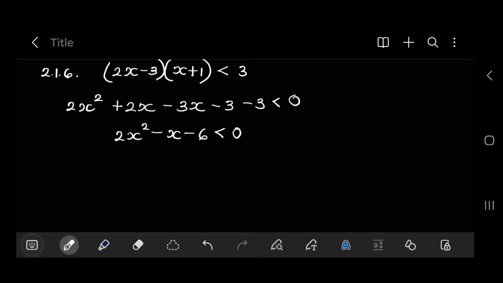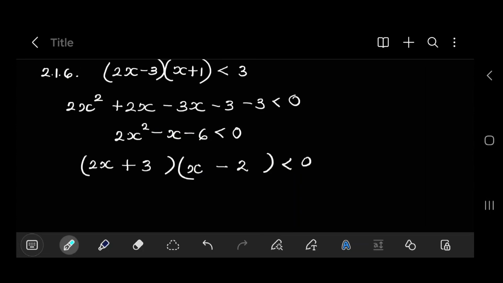Now this can be factorized, but it is a complex trinomial. So if you're not good at factorizing complex trinomials, you can always use your quadratic formula. Okay, I'm just going to go ahead and factorize this. So we've got 2x squared. My factors are going to be 2x and x. And for negative 6, I'm going to use positive 3 and negative 2.